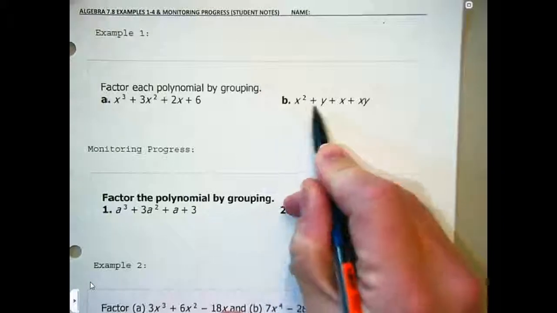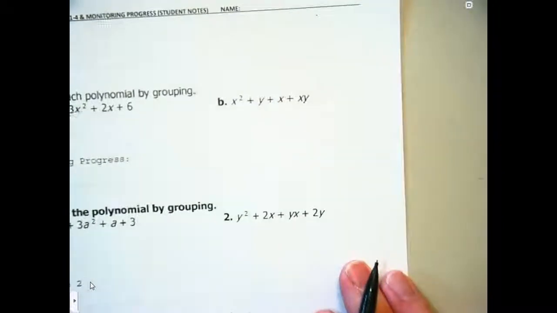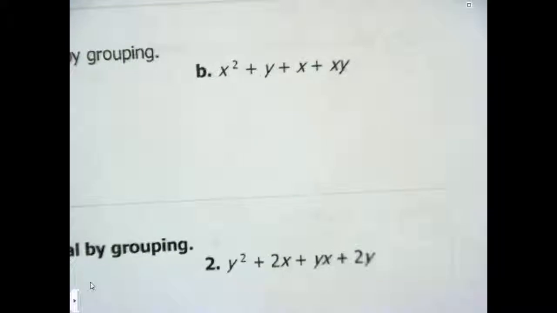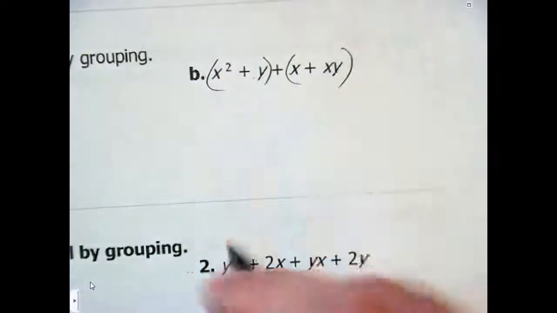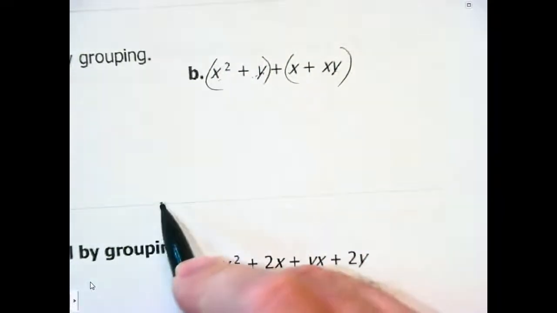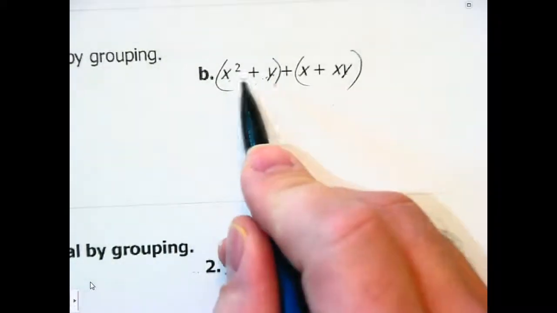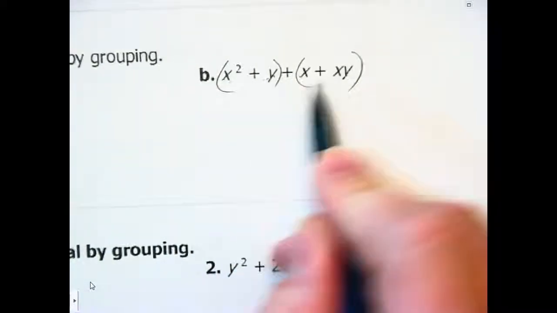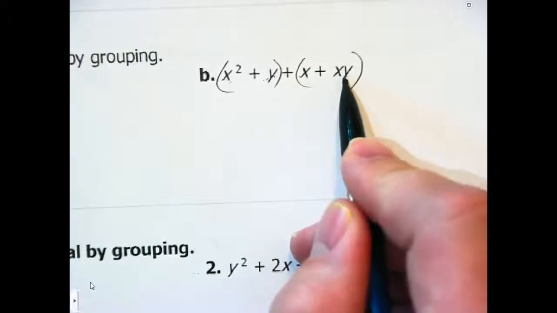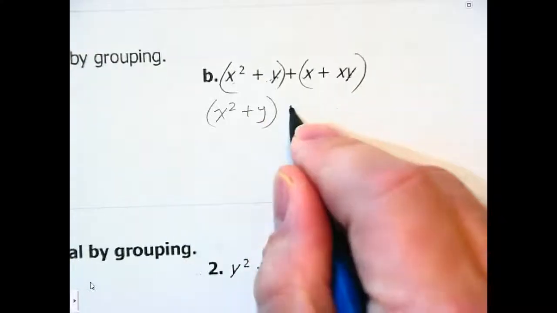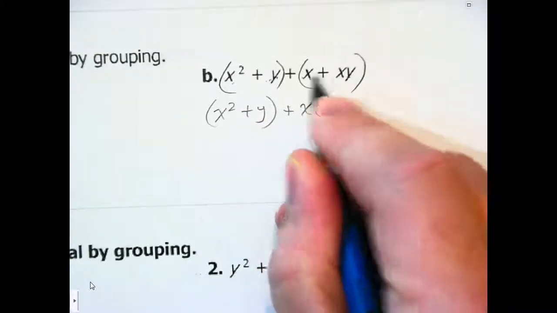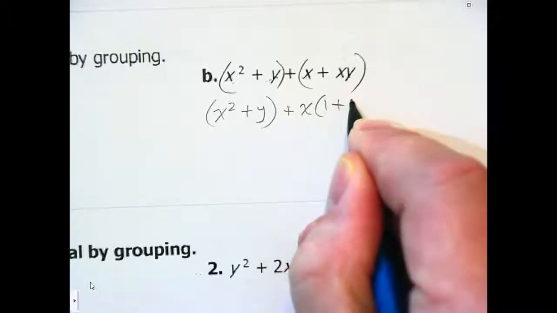All right, so on this one, greatest common factor come out? Anything that goes into x squared, y, x, and xy? Other than 1? No. So let's make our groups. Anything that goes into x squared and y? Besides 1? No. Anything that goes into x and xy? X. Yeah, x. So really what I get is x squared y, and here I'd have x times 1 plus y.